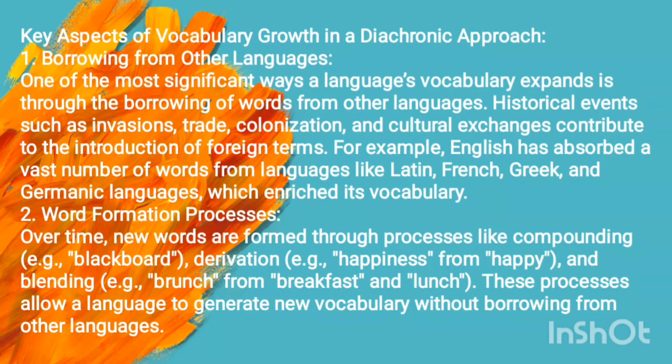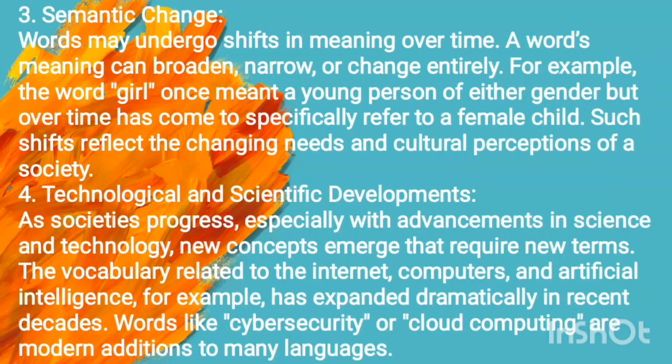Acronyms and abbreviations. Acronyms are formed from the first letters of a base. For example, NASA, that is National Aeronautics and Space Administration. In abbreviations, shortened forms of words. Example, doctor, etc. Conversion, that is a functional shift. A word changes from one part of speech to another. For example, Google is a noun. To Google means verb.